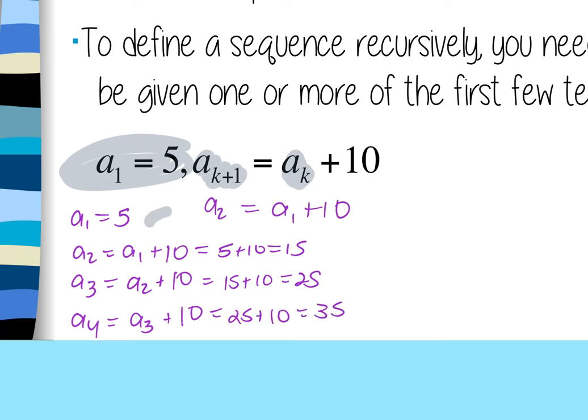So these have a pattern between their steps. Each one is 10 more than the one that came before it. The ones that we just did don't necessarily have to have a pattern like that, but recursive will. Recursive will always take the one that comes before it and do something with it. Doesn't mean you're always adding 10. Sometimes you're multiplying by 2, so you're doubling each one as you go.